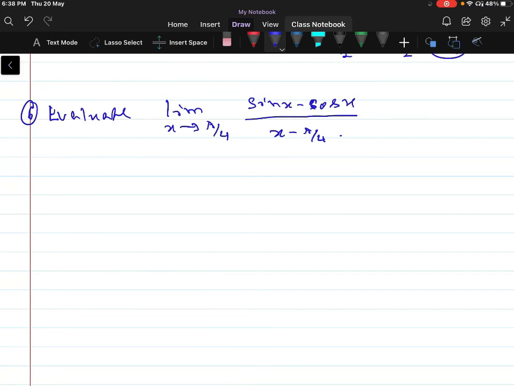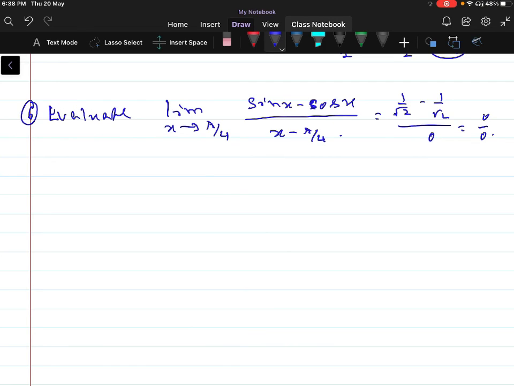So let us take another example. Evaluate the limit as x approaches pi by 4 of the function (sin x minus cos x) by (x minus pi by 4). So when x equal to pi by 4, the function value, sin pi by 4 is 1 by root 2, minus cos pi by 4, 1 by root 2, by pi by 4 minus pi by 4, that is 0. Again it is 0 by 0 form.